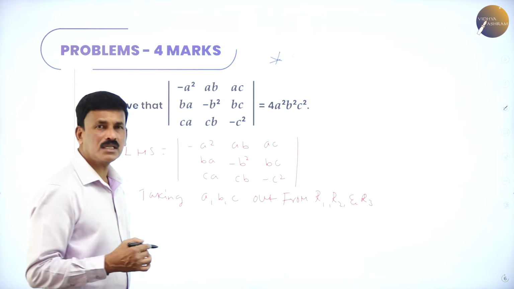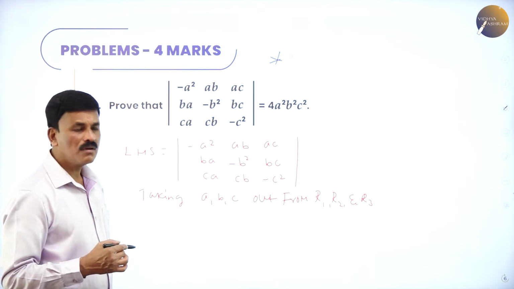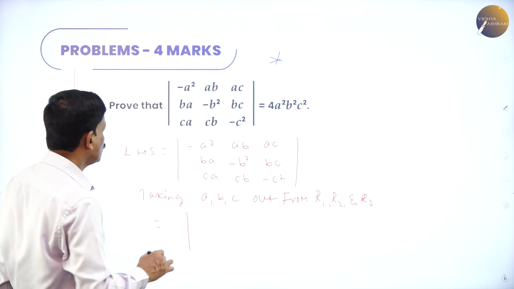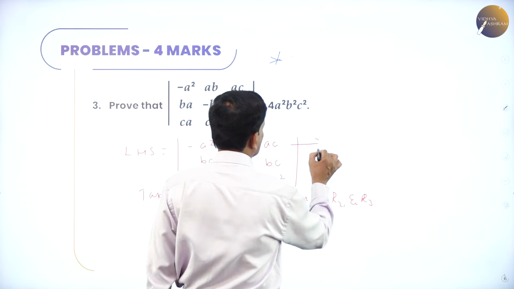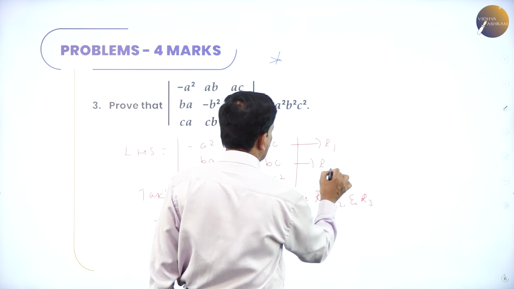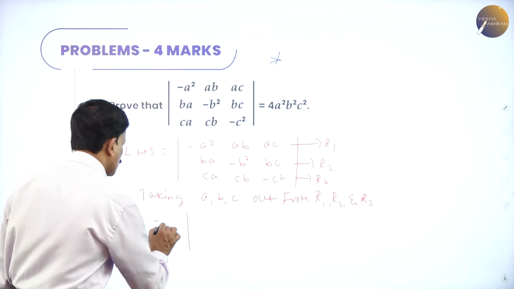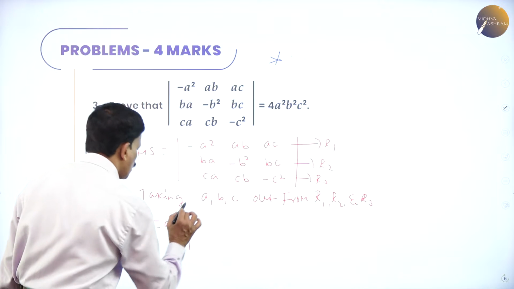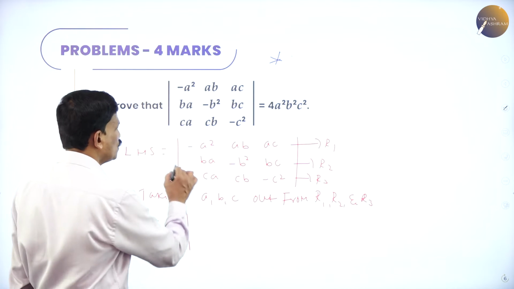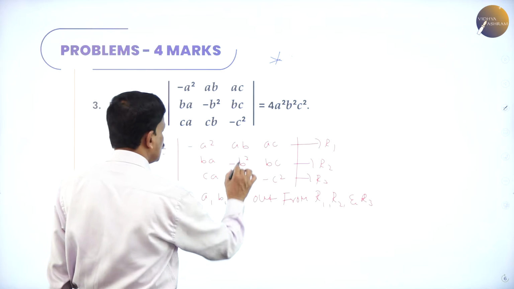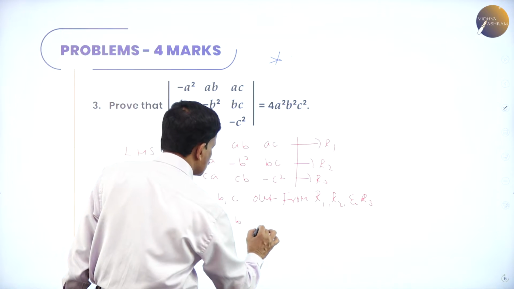So taking a, b, c out from row 1, row 2 and row 3. So what is row 1? This is row 1. R1, R2, R3. Now we are going to take a, b, c out. In row 1 we are going to take a out. So what is left is minus a is gone, b, a is gone, c.